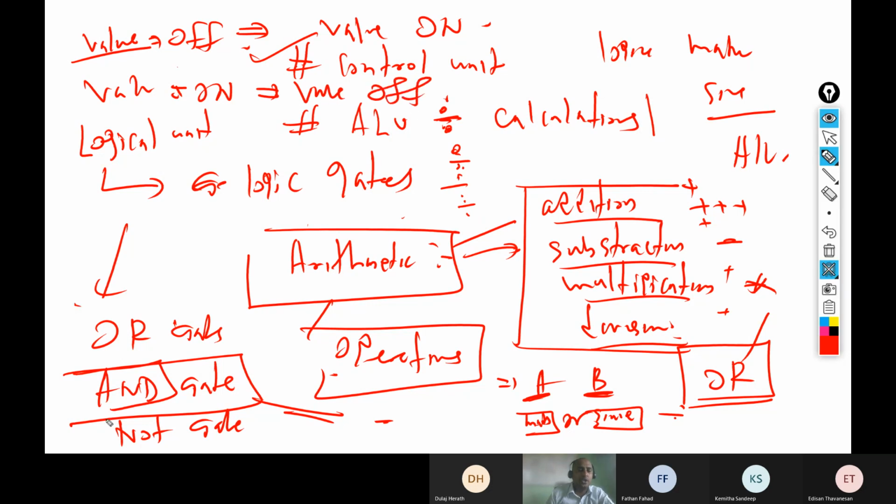That's the concept of the NOT gate. NOT gate means we say a negation, right? Or the opposite, right? So that is the logic gate.